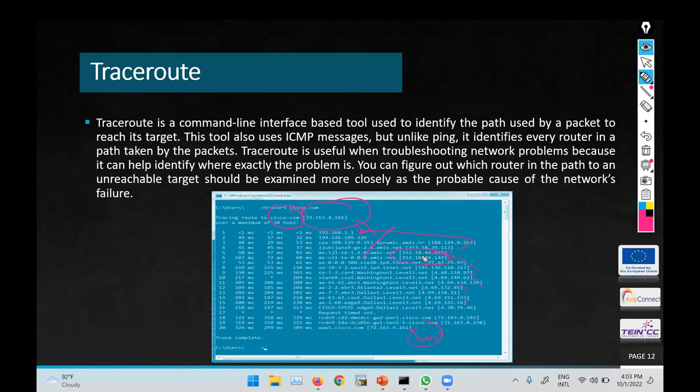So in this way, when you are tracing a host or IP, you have to understand where the problem is. If you find that when tracing cisco.com it just passes your gateway and does not go towards the others, then you have to check your ISP connectivity. Or you have to check whether NAT or PAT is configured properly or not, right? So that's the way traceroute is used for identifying the problem.